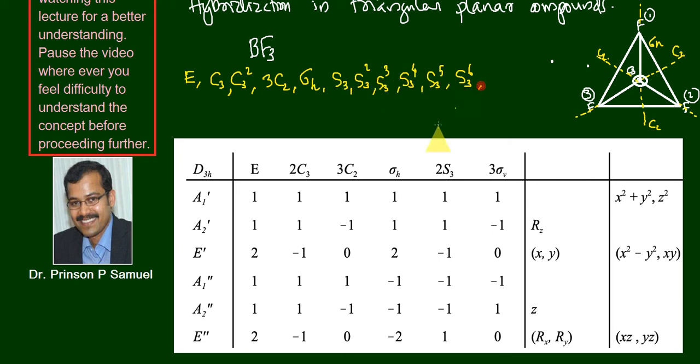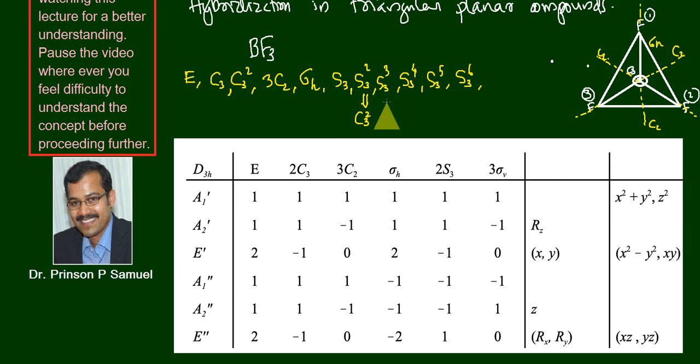But we are not listing all the S3 here. You can see in the character table we have listed only two S3. Why is it like that? We will see that S3 square is nothing but S3 carrying out S3 two times. So that is equal to C3 square. We have already written C3 square here, so we don't need to write S3 square again.